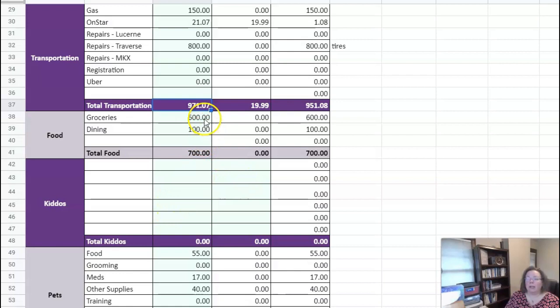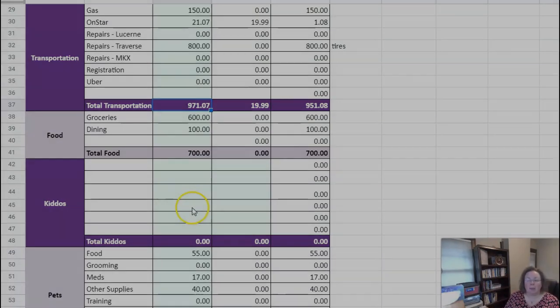In food, I'm going to plan on 600 for groceries and 100 for dining for a total of 700. Right now, I don't have anything planned for the kiddos, but we've constantly got the kids doing stuff for us, and so you never know when that's going to pop up. When I say kiddos, that's our kids plus our granddaughter. So anytime we're spending on them, I put it in here.